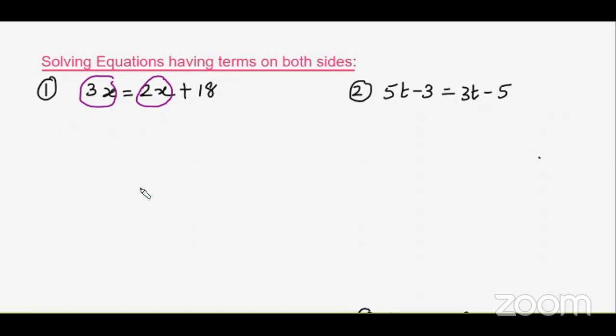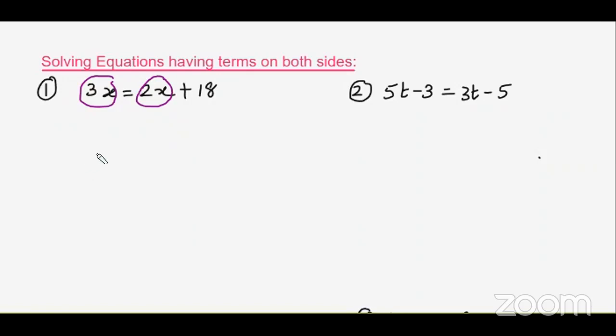So you will shift the 2x. And the one which is shifting, for that, you will apply the transposition rule. That is, if it is a plus 2x term, if it shifts to the other side, it will become a minus 2x term. The same rule as we do for numbers or fractions or decimals. So here, because 2x is the smallest, I'm going to shift it to the other side, right?